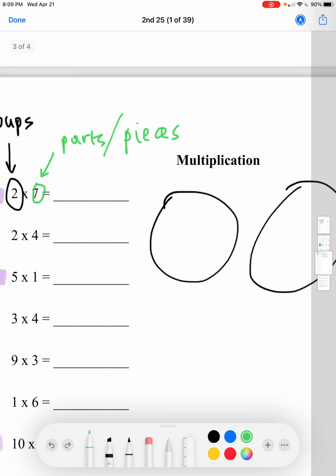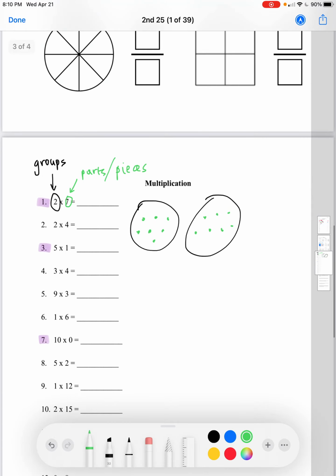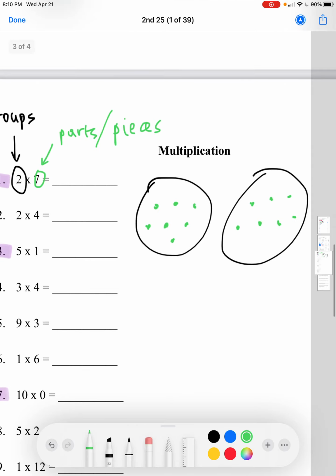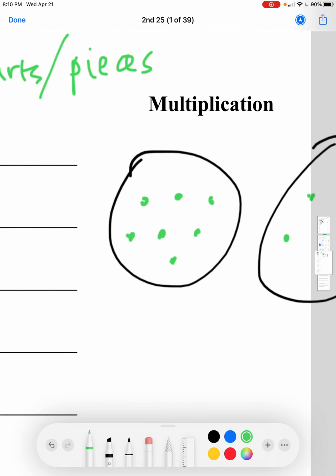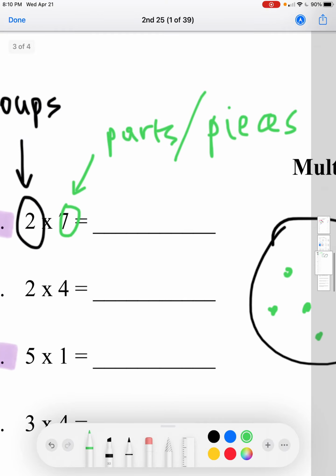1, 2, make it a little bit bigger. 1, 2, 3, 4, 5, 6, 7. 1, 2, 3, 4, 5, 6, 7. Now we're just going to count up all of the green pieces or parts together. So we have 1, 2, 3, 4, 5, 6, 7, 8, 9, 10, 11, 12, 13, 14. We have 14 pieces here.